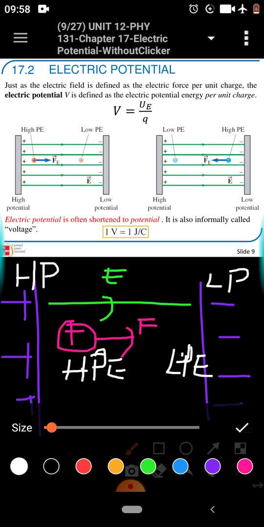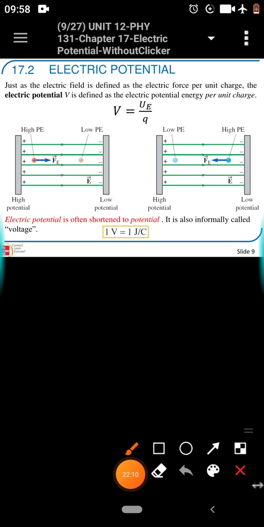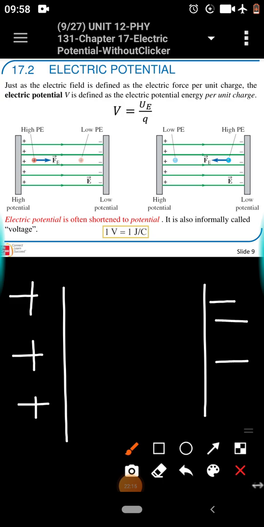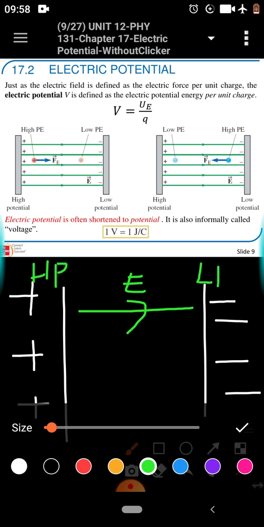But in this diagram, the next one, let me draw it again. Here we have a positive, a positive, and a positive. I hope this will be clear. Here, as you can see, the electric field still moves in this direction, because electric fields move from a region of positive to a region of negative. So you can say that it moves from a region of high potential to a region of low potential.